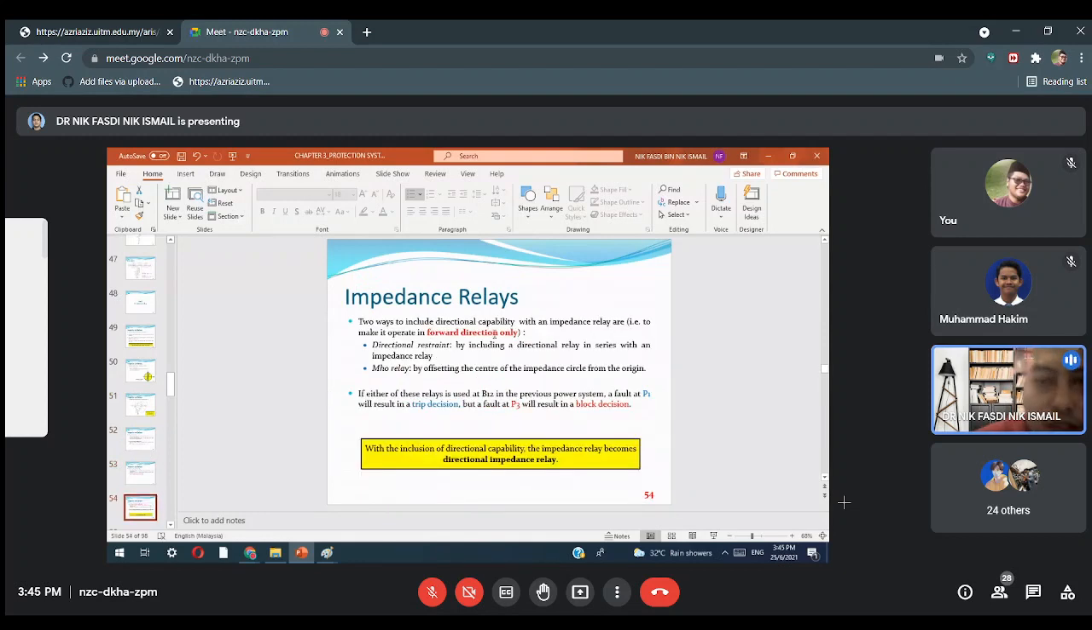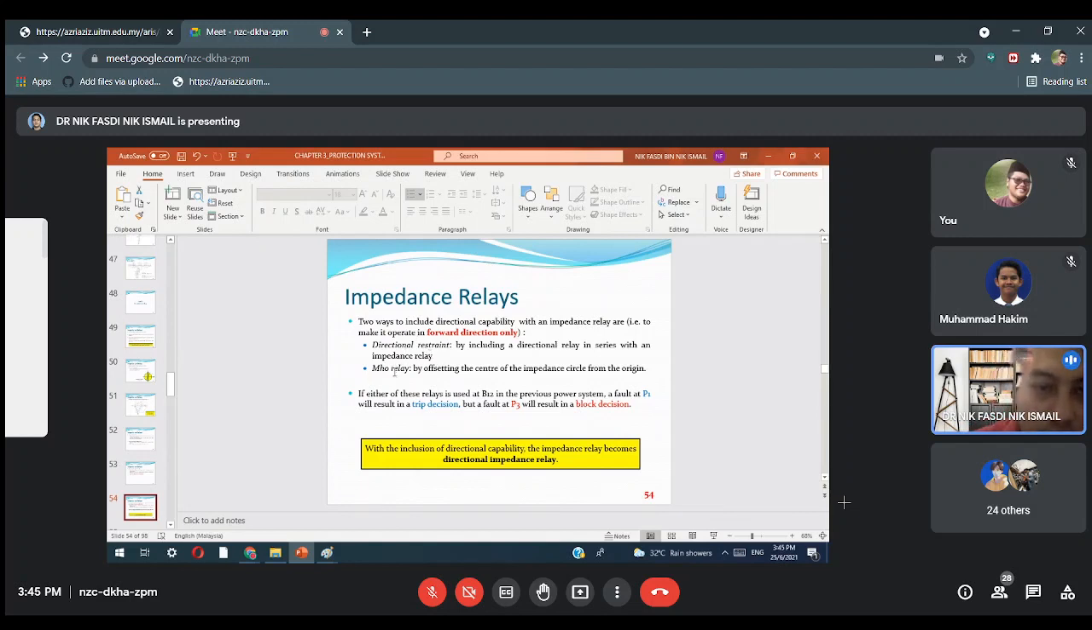Two ways to include directional capability with an impedance relay are, for example, to make it operate in the forward direction only, directional restraint, by including a directional relay in series with an impedance relay. So it is the same case with the overcurrent relay. Overcurrent relay operates based on the current, the magnitude of current. Okay, impedance relay operates based on the impedance, but it has no directional capability. So in order to make it operate with direction, we need to combine it with a directional relay.